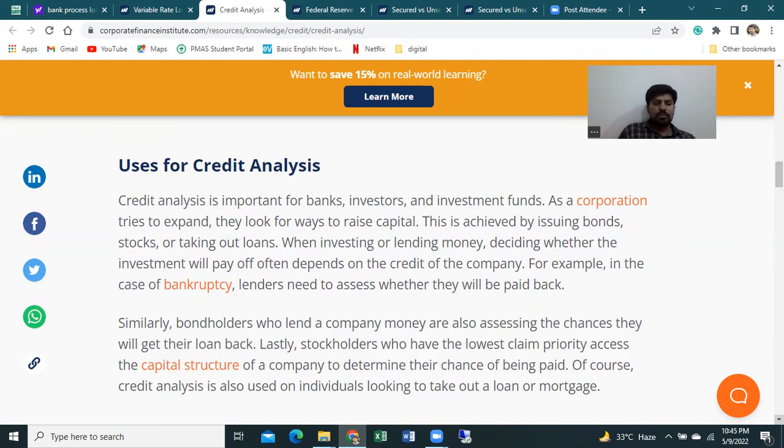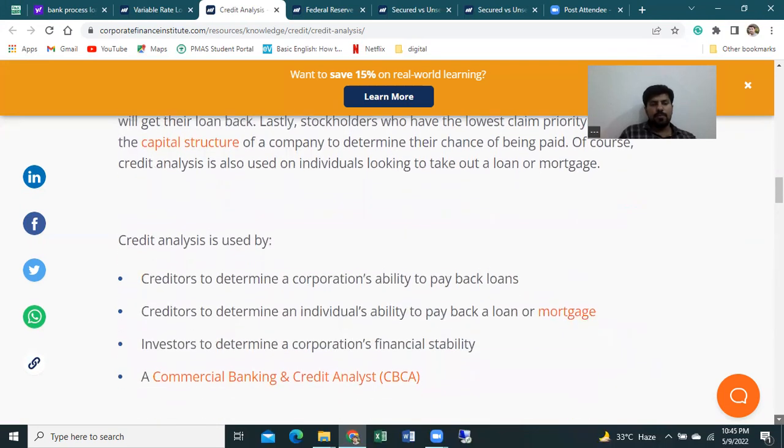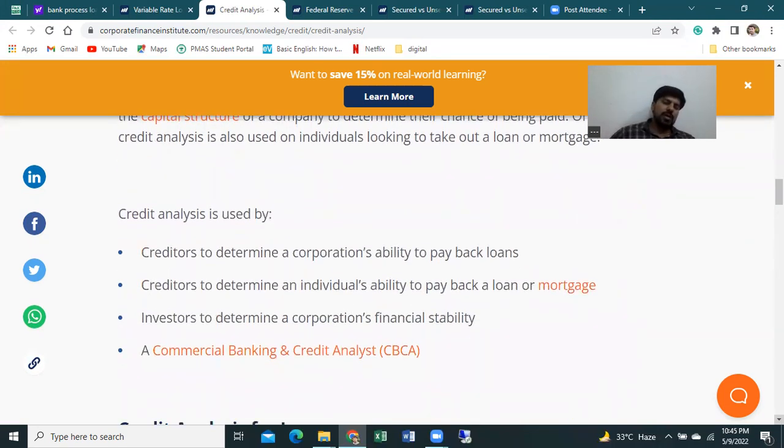Credit analysis is also used by individuals looking to take out a loan or a mortgage. Credit analysis is used by the creditor to determine the corporation's ability to pay back loans. The creditor determines the individual's ability to pay back the loan or mortgage. The investor determines the corporation's financial stability.